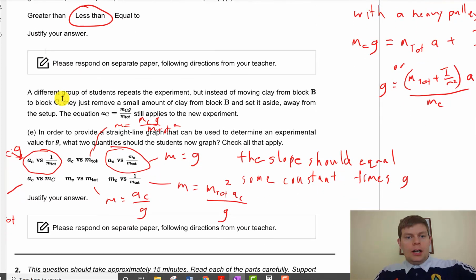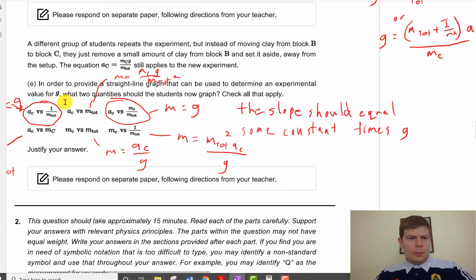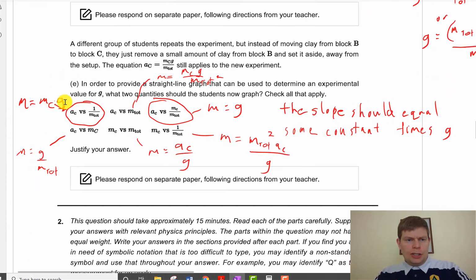In this part here, I went a little overboard after looking at the answer. They seem to be kind of hand wavy.